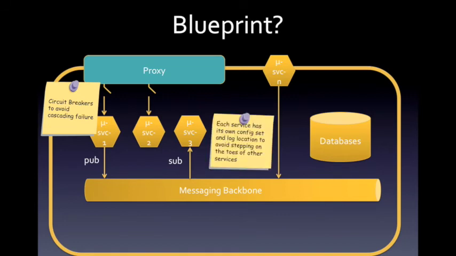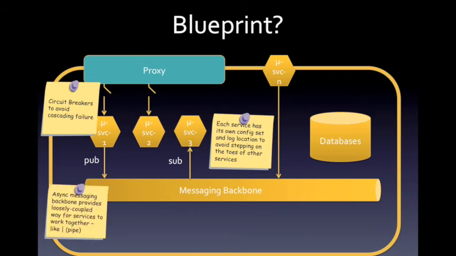This is the idea really of a shared nothing architecture. Again, we need our services to be completely decoupled from each other. So each service really should have its own config set and log location to avoid stepping on the toes of other services. And this gives you some flexibility to repurpose services and reuse them in other contexts too.